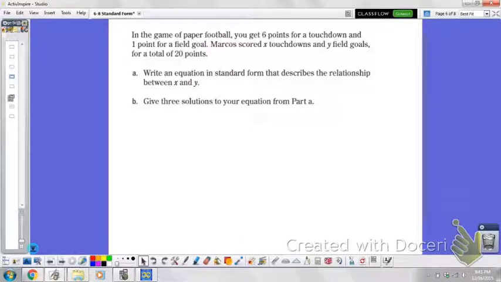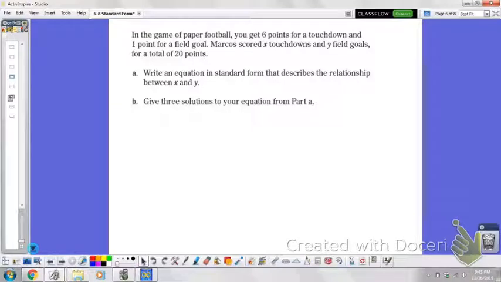This problem says, in the game of paper football, you get 6 points for a touchdown and 1 point for a field goal. Marco scored X touchdowns and Y field goals for a total of 20 points. We need to write an equation in standard form that describes the relationship between X and Y.